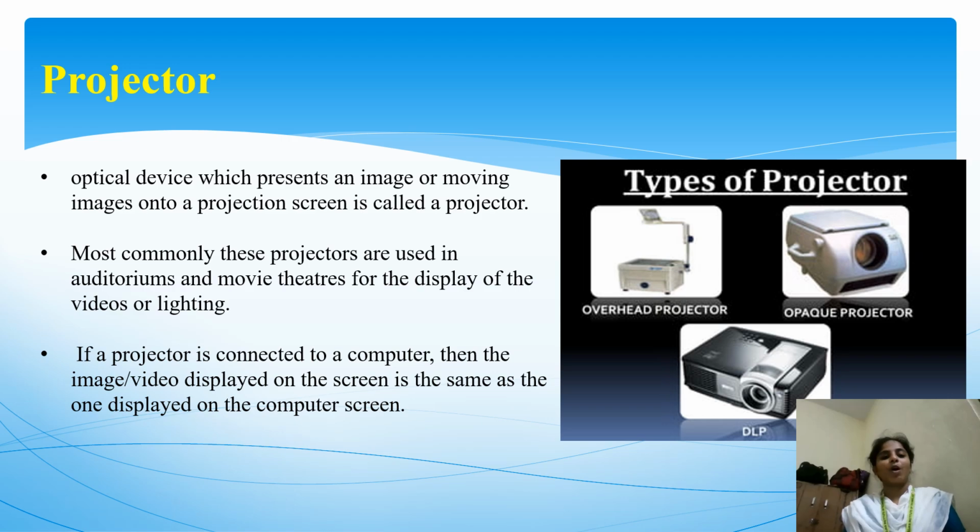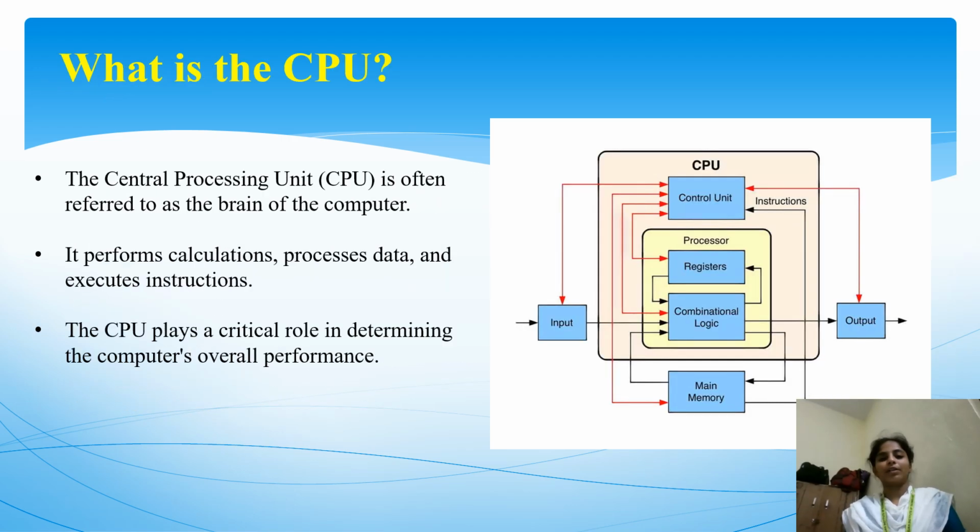Next, projector. An optical device which presents an image or moving images onto a projection screen is called a projector. Most commonly, projectors are used in auditoriums, movie theaters, and classrooms for displaying videos. If a projector is connected to a computer, then the image or video displayed on the screen is the same as the one displayed on the computer screen. There are different types of projectors: overhead projectors, opaque projectors, DLP projectors, and so on.